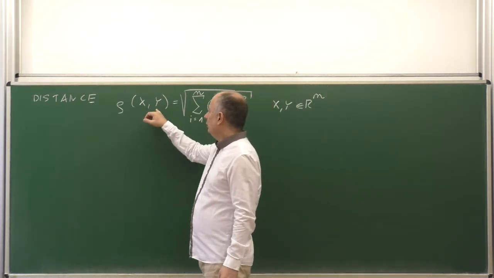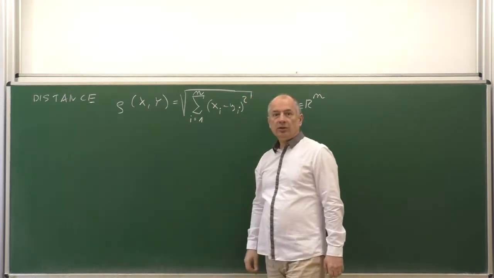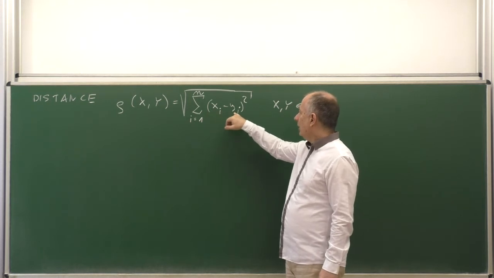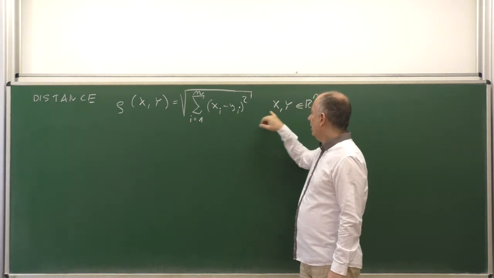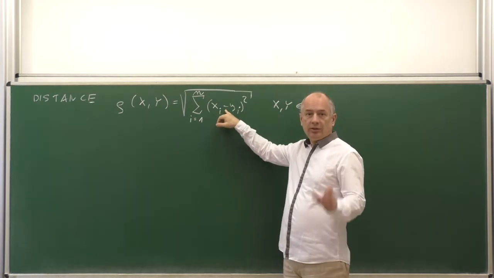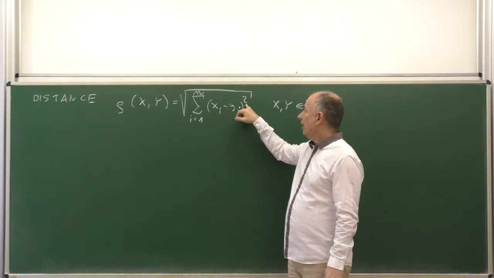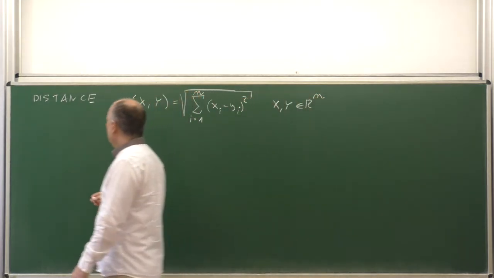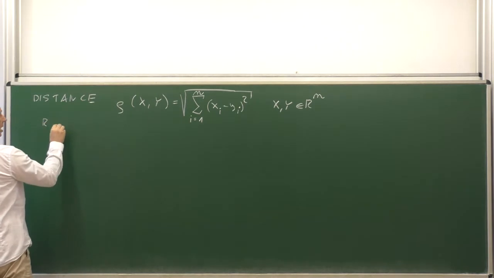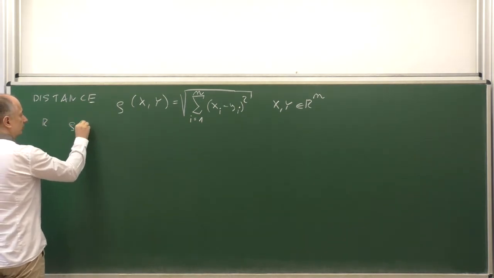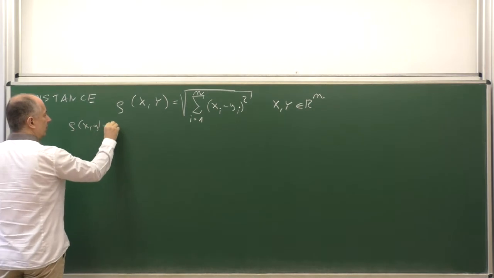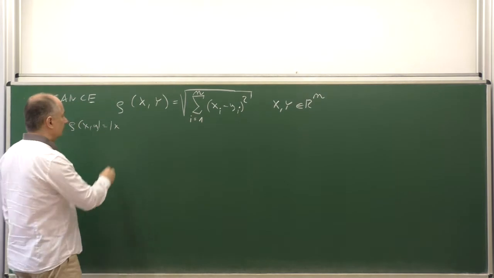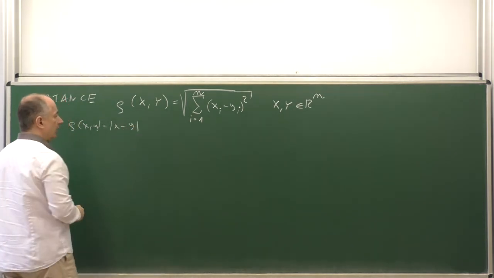distance between these two points, which is a generalization of the Pythagorean theorem. We take the coordinates xi of the point x and yi of the point y. We take the difference, we take the square, and we sum, and we take the square root. In R1, or R, this is just the square root of x minus 1 squared, which is the absolute value of x minus 1.